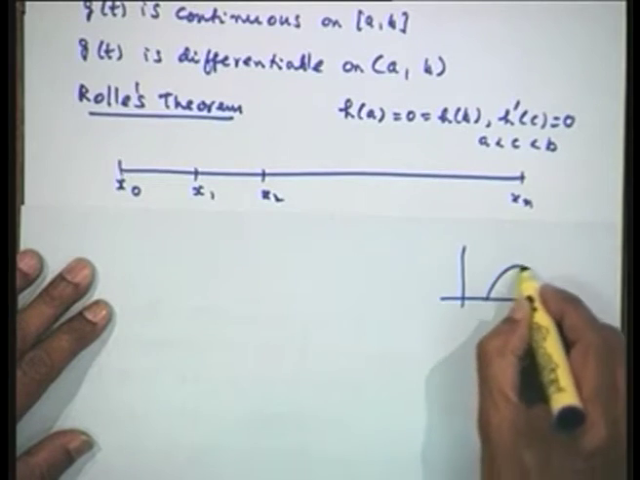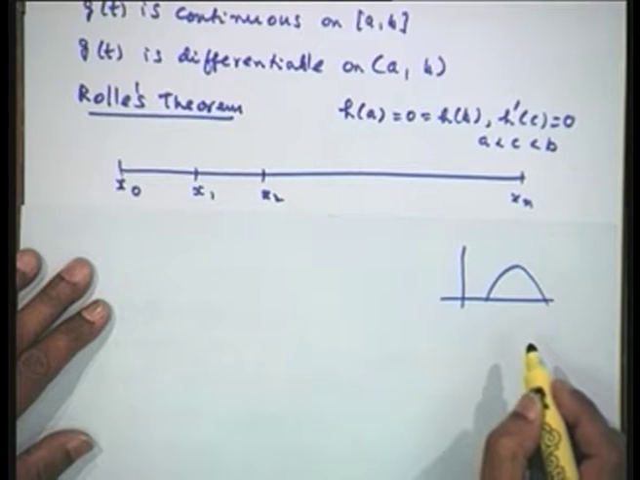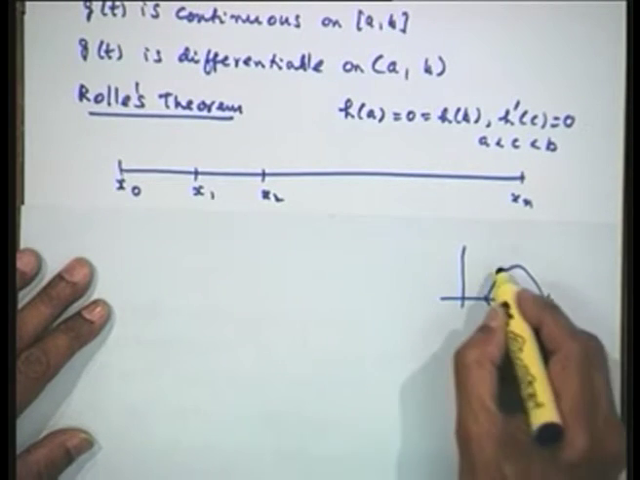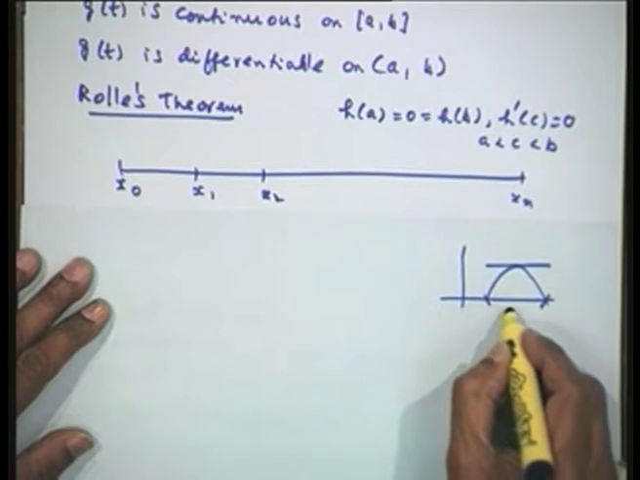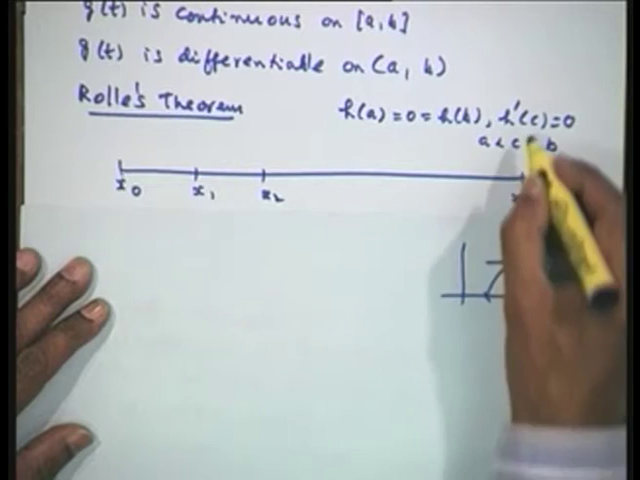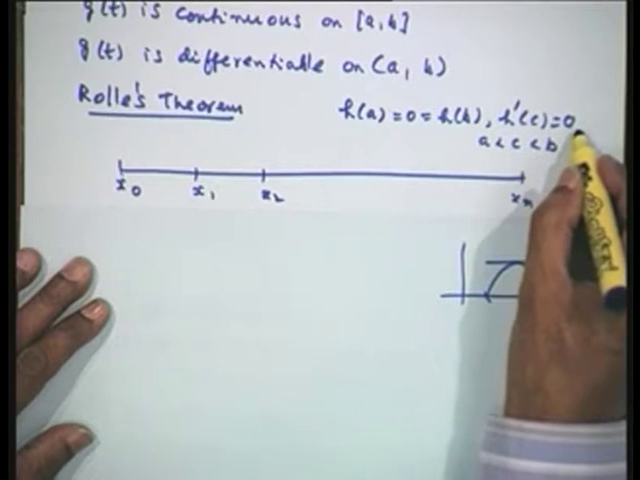If you remember what this states, suppose you have a function like this, with h(a) equal to 0 and h(b) equal to 0. Then there is at least one point at which the slope of the tangent will be parallel to the x axis, that is h'(c) equal to 0.